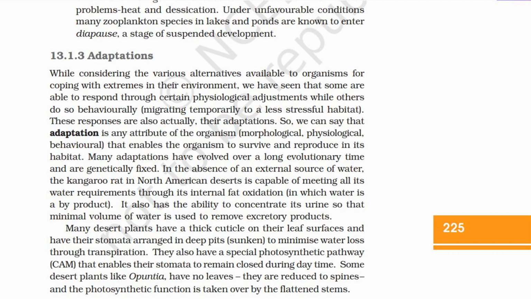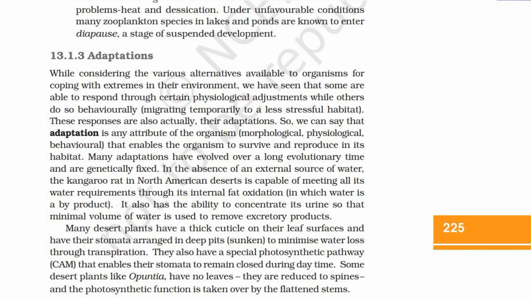It also has the ability to concentrate its urine so that minimal volume of water is used to remove excretory products. Many desert plants have a thick cuticle on their leaf surfaces and have their stomata arranged in deep pits, sunken to minimize water loss through transpiration.